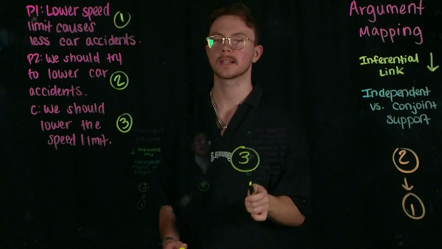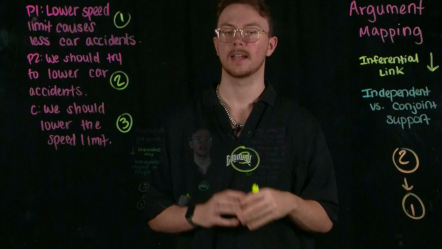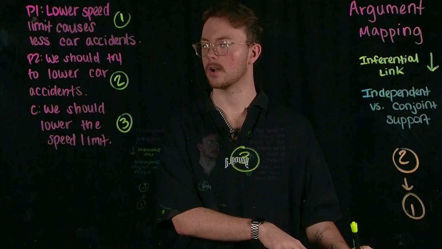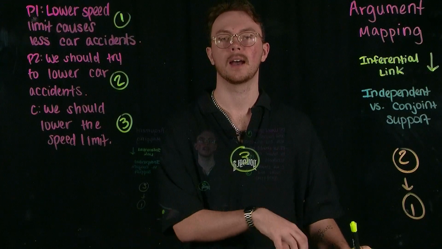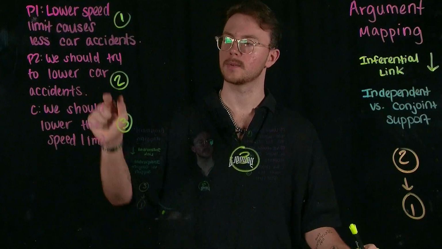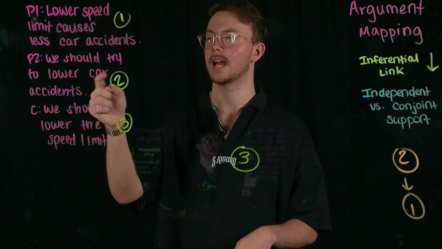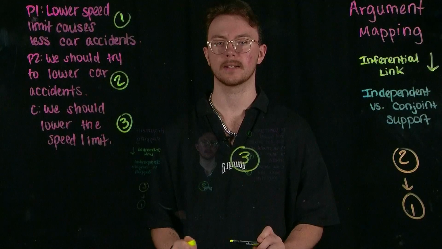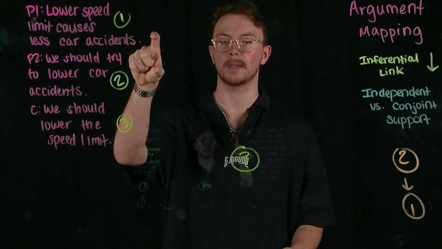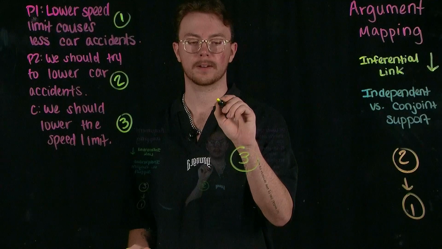No. Remember, this is like a math problem. If you had to find the hidden premise, and premise 2 wasn't there, and it only said a lower speed limit will cause less car accidents, so we should lower the speed limit, I would ask you, what's the hidden premise? You would say, we should try to lower car accidents. So this alone doesn't mean this. In order to get from this to this, I have to have that we should try to lower car accidents. So logically, these things work together. They both need to be part of the argument to get to this point. What does that mean? They're conjoint.